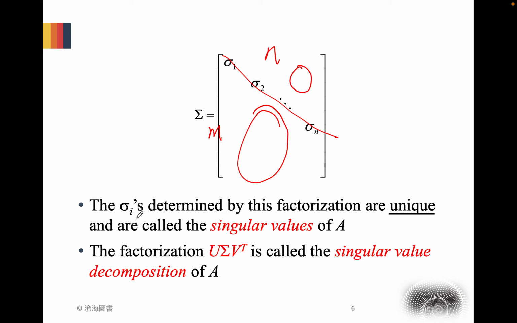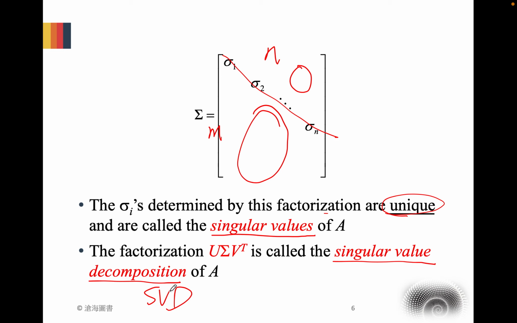And the sigma i are determined by the factorization. They are unique, and they are called the singular values of the matrix A. So this is why we call this calculation singular value decomposition. Okay, so the factorization U sigma V transpose is called the singular value decomposition, or SVD in short.